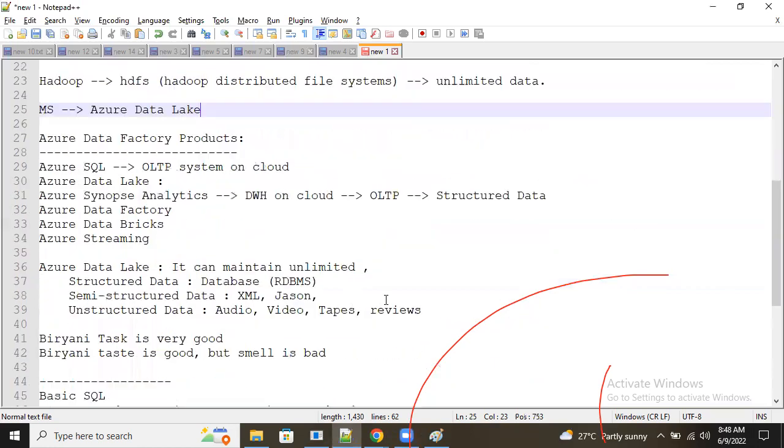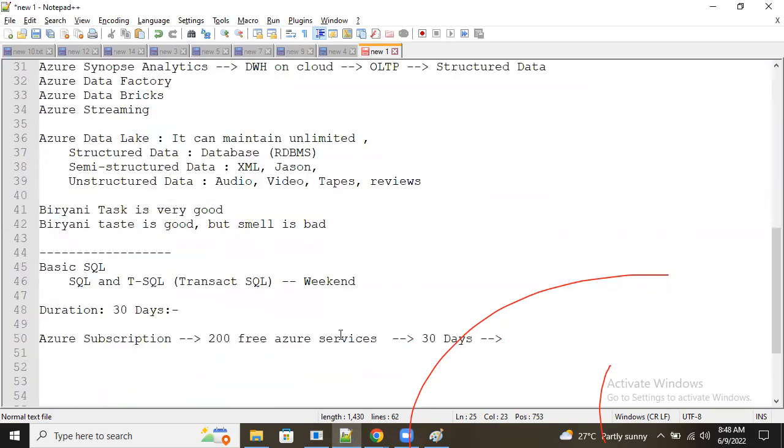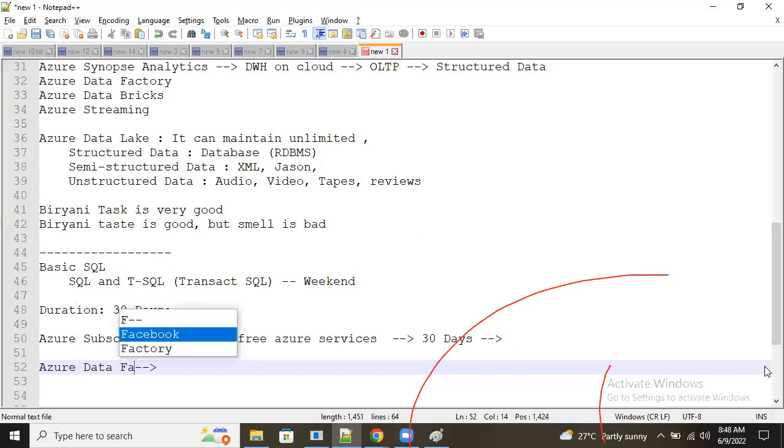That is on-premises. No, Azure Data Factory is not on-premise here. It's a cloud. That is on Azure premises, and this is cloud. Yeah, Azure Data Factory.